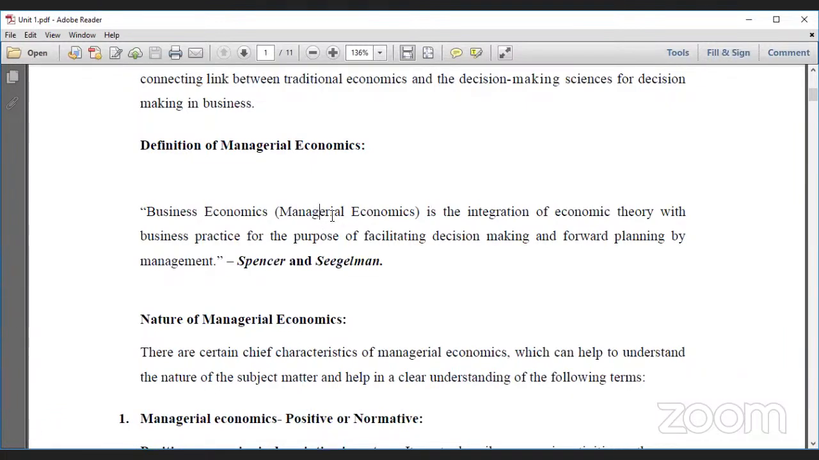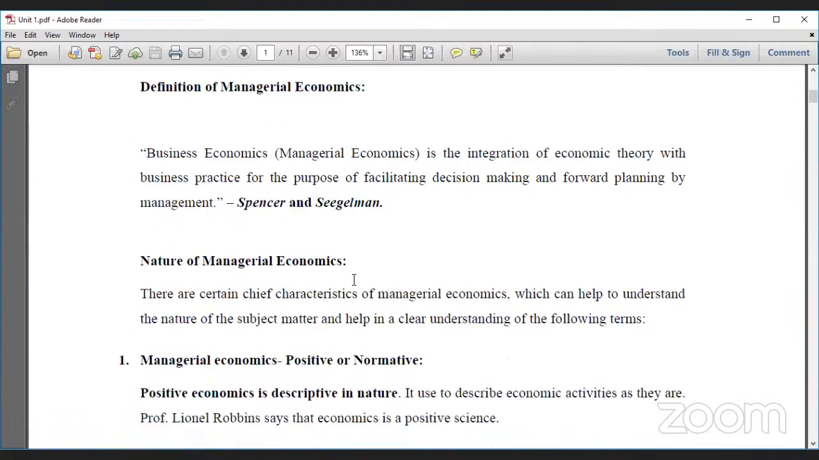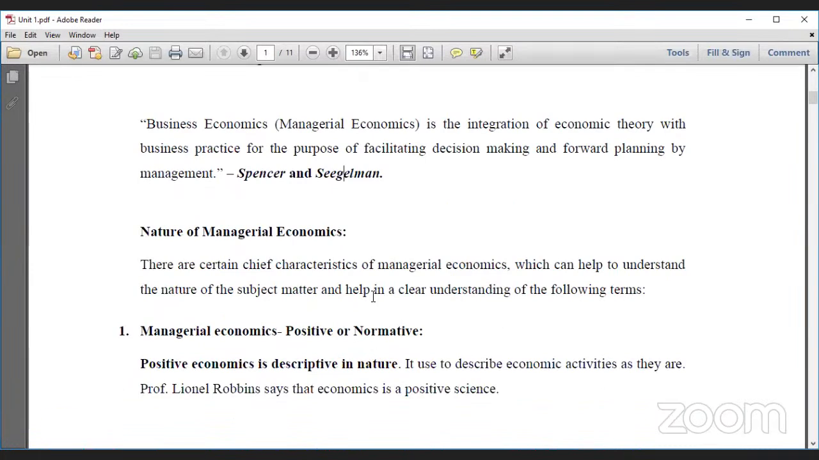So two questions may be asked from this unit: scope of managerial economics, and the role of a managerial economist in business decision making. First we discuss what is managerial economics. Managerial economics, as we discussed in the morning, is a part of economics.